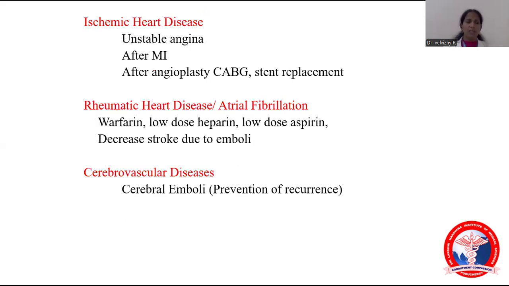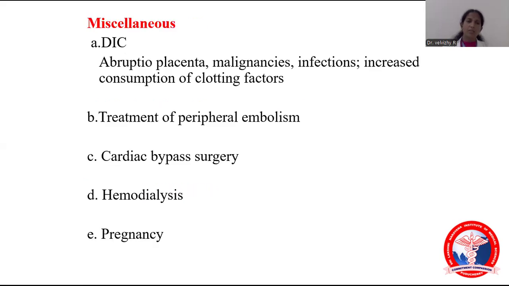Then other uses apart from deep vein thrombosis, we can give in case of ischemic heart disease like unstable angina, after post MI, angioplasty surgery or CABG surgery. Then rheumatic heart disease or atrial fibrillation have high chances to develop a stroke or myocardial infarction. So in those cases also we will be giving anticoagulants, and it decreases the stroke incidence due to embolism. Then cerebrovascular diseases. Then there are some other uses of anticoagulants like disseminated intravascular coagulation, especially with abruption placenta, malignancy, infections, and treatment of peripheral embolism, cardiac bypass surgery, hemodialysis and pregnancy.